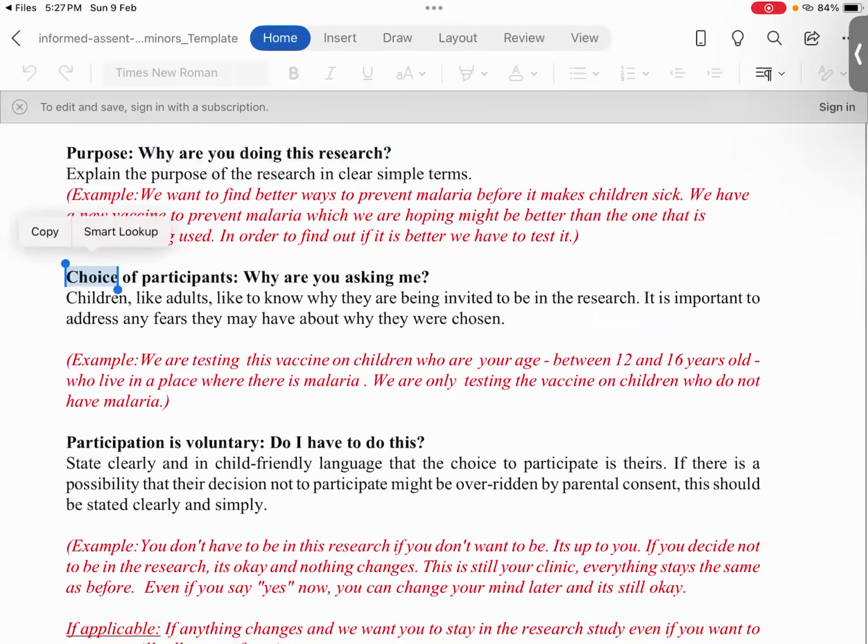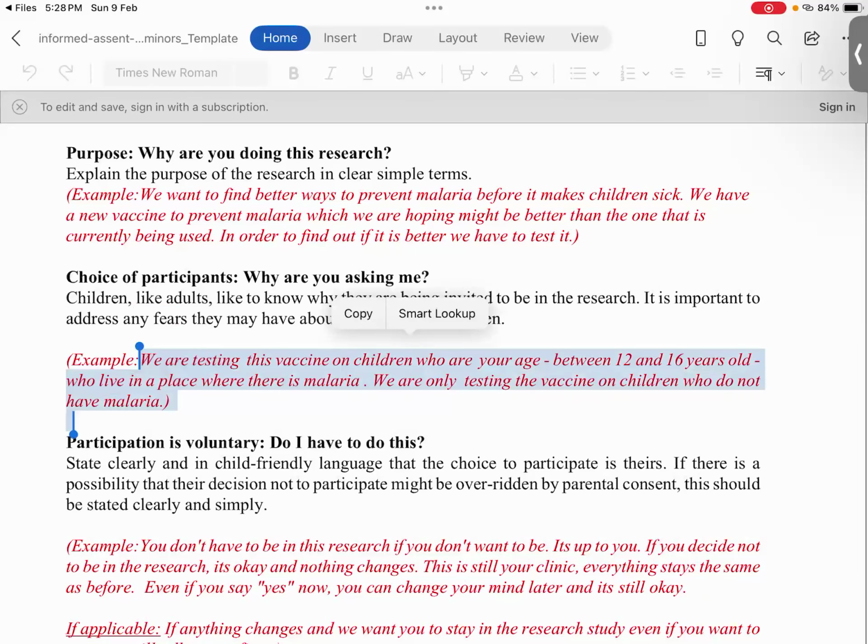This is a choice. Why are you asking me? That is the question. Again, as an example, you are telling them we are testing this new vaccine on children who are of your age, between 12 to 16, who live in the place where there is malaria. We are only testing the vaccine on children who do not have malaria. See, you're telling them we are taking healthy volunteers.